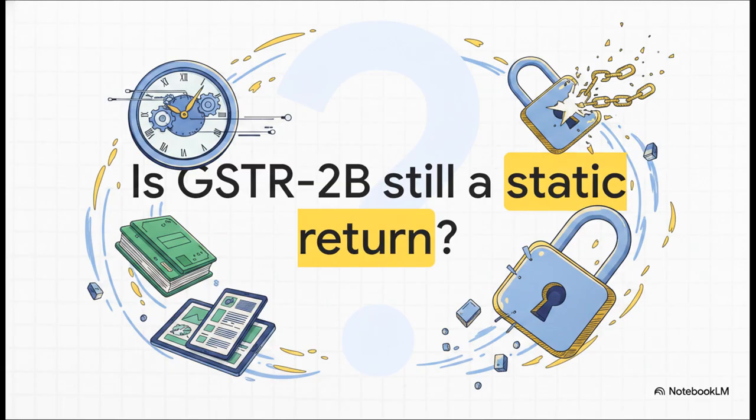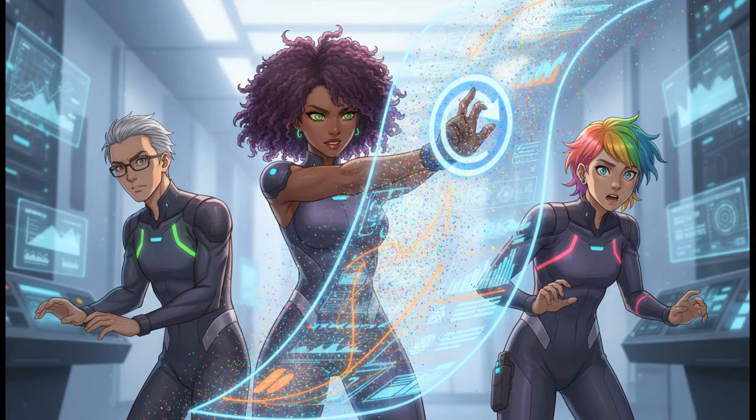Is it a static return? Like, once it's generated on the 14th of the month, is it locked in stone? The answer used to be yes, but today, it is a resounding no. Thanks to the new IMS pool, GSTR2B is now a fluctuating return.